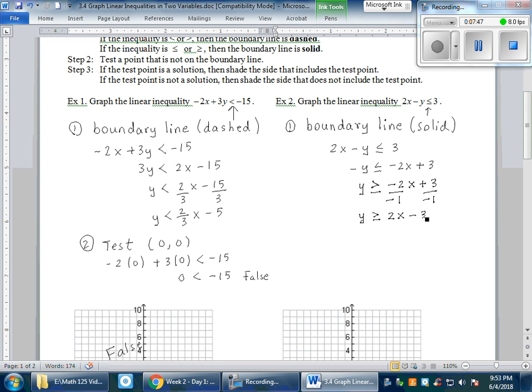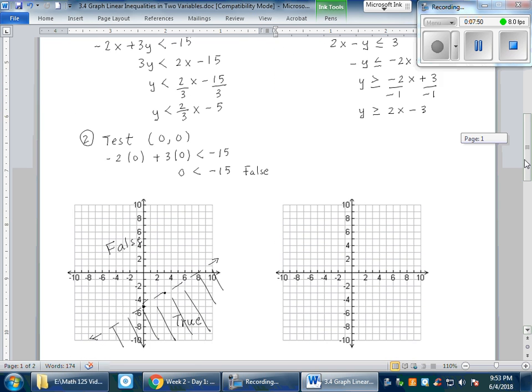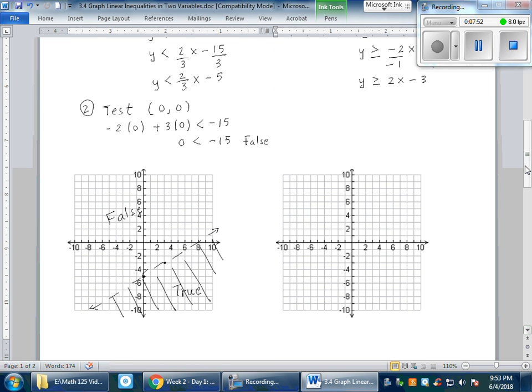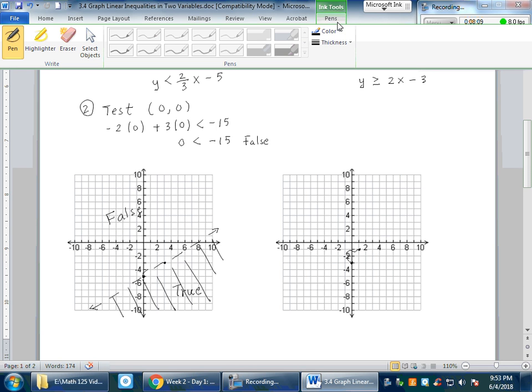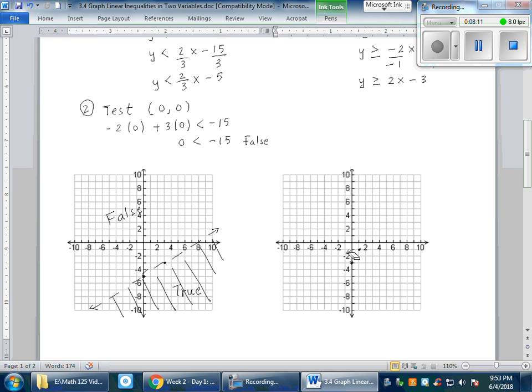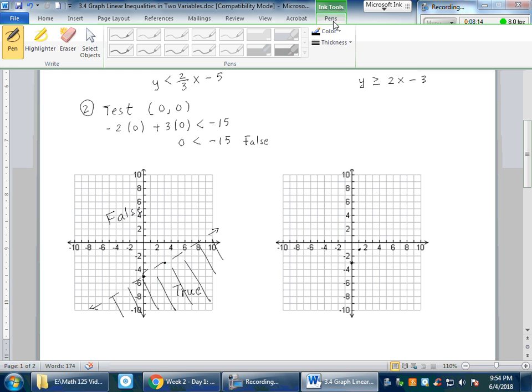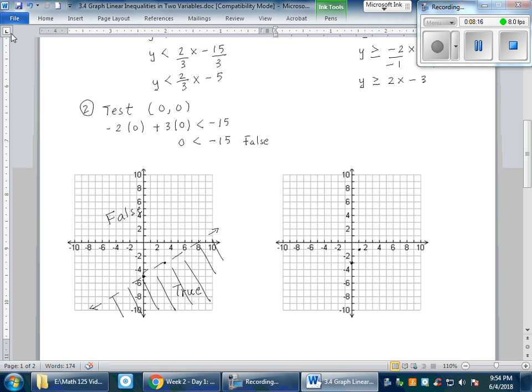So now we can use the slope and the y-intercept to graph it. My y-intercept is negative 3, which is right here. And the slope is 2, so that means 2 over 1. So I can count the slope, go up 2 units, and to the right 1 unit, which is here's another point. And if you want more points, you can continue counting as usual. Otherwise, we can just draw the line. And this time the line is a solid line, so I can just draw a solid line.